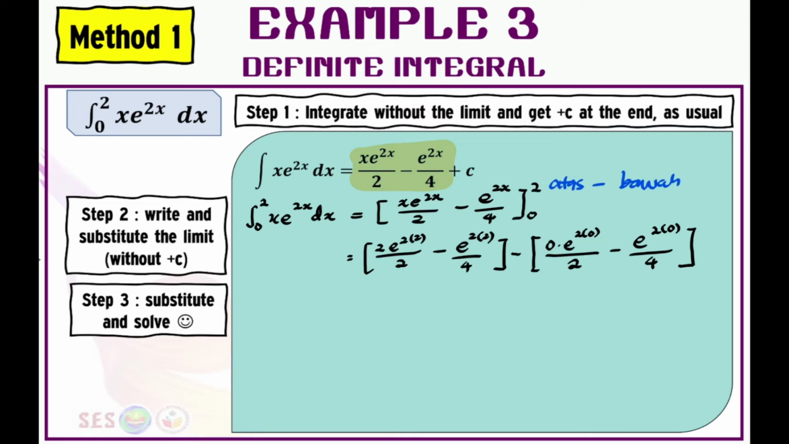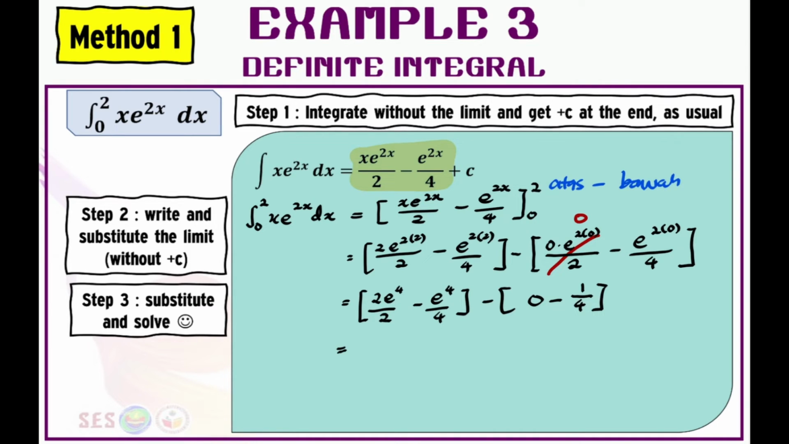Okay, so now I will simplify. I have 2e power 4 over 2 minus e power 4 over 4 minus, so 0 multiplied by e power 0 is 0. So I cancel this out and get 0 minus, so this is what I said before, e to the power 0 is 1. So this is 1 over 4.